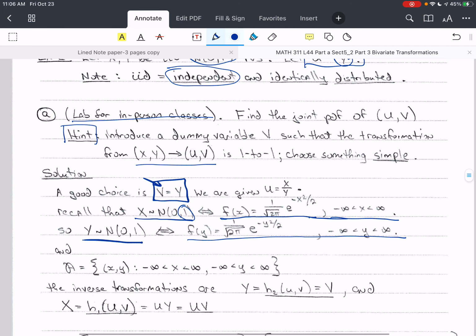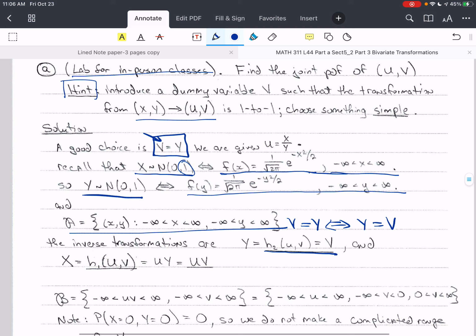Then we need the joint range of x and y, which is that x is in the real numbers and y is in the real numbers. Now we find our inverse transformations. I always start with the simplest one. The simplest one in this case is v equals y. The inverse transformation of that is y equals v. Pretty simple. Then we do the more complex one.